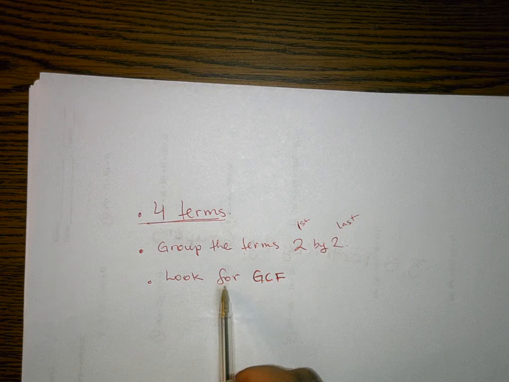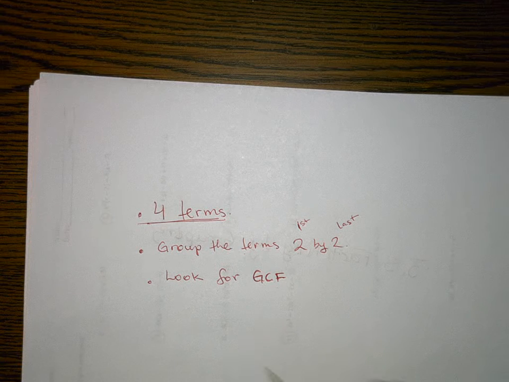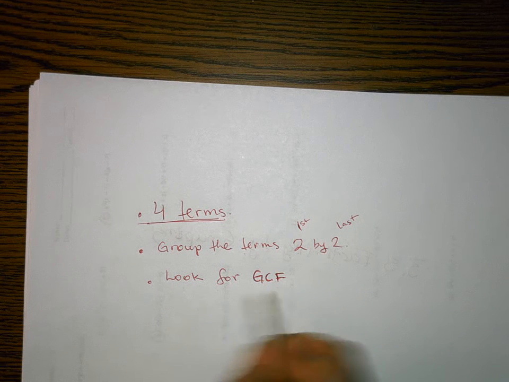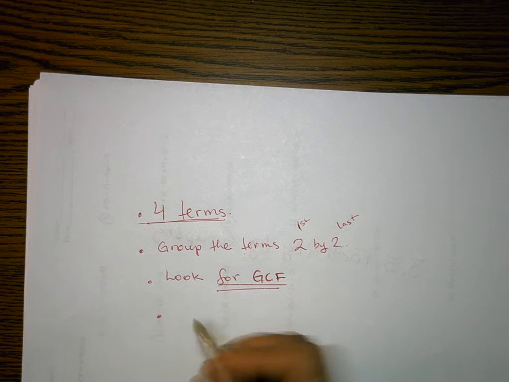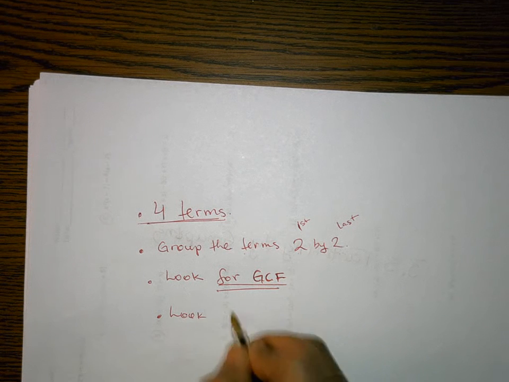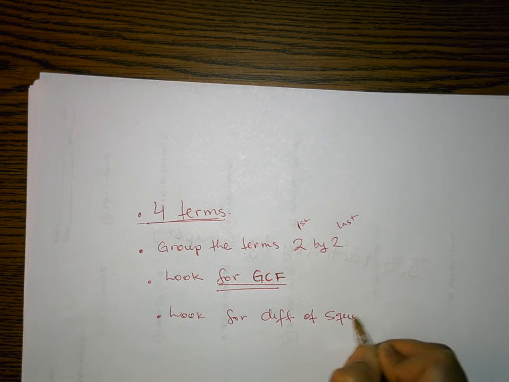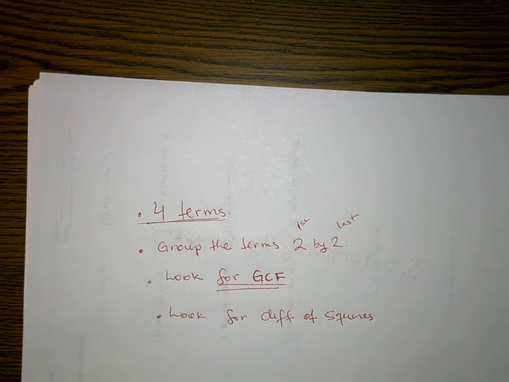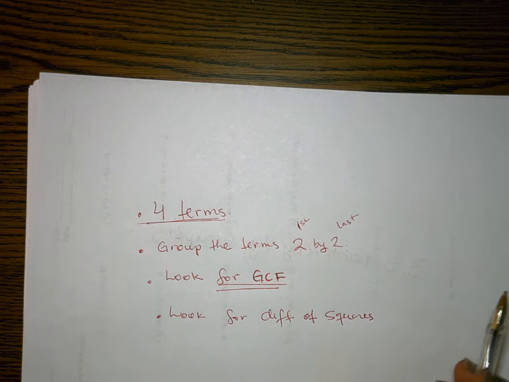And then you start looking for GCFs between those common terms that you group. And then you keep on taking GCF out. You might do this more than once, okay, looking for GCF until you completely factor it. And obviously, it's always good to look for difference of 2 squares, okay? And that is what we're always going to be doing here. GCF, difference of squares. Group them 2 by 2 because I gave you 4 terms. Not a trinomial. I gave you 4 terms, okay?